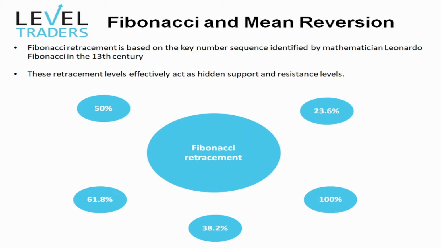Fibonacci retracements can be used to predict potential movements in price, and we're going to look at an example of that shortly. It should be noted that Fibonacci retracement levels work best when the market is trending.